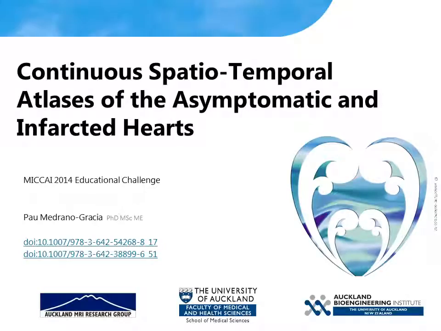First, let me decipher the title for you. An atlas is a collection of maps. In this case, maps of the cardiac anatomy. We want to see how these maps change between normal and abnormal patients. In this case, patients with myocardial infarct. These maps will account for the shape variation in space and through time in a continuous way.